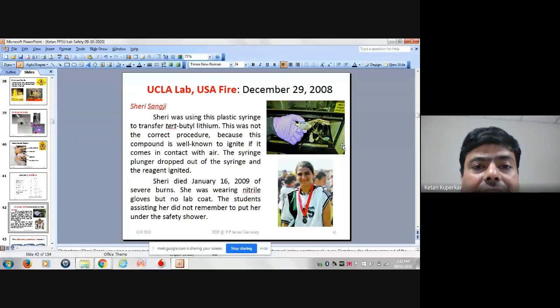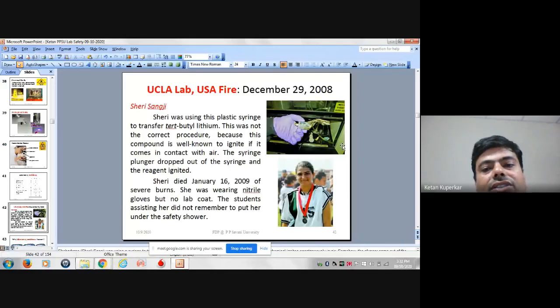One of the examples which I have kept here is the UCLA Lab, USA fire, December 29, 2008. This was a very famous example which was put forth and which raised a serious concern for all the laboratories who were not obeying or following the laboratory safety precautions or the rules. Sherry Shanjay was supposed to use tertiary butyl lithium and she used a plastic syringe. The correct procedure was to transfer it in a closed system, but this particular chemical, if it comes in contact with air, catches fire.